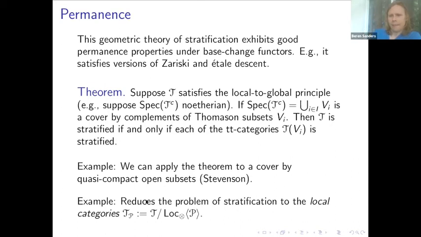And this is more subtle than it might seem because, for example, the local to global principle is not something that can be checked each prime at a time. But combined with our previous theorem that gives us the local to global principle in a lot of generality, that allows us to reduce the problem of stratification to the local categories at each point. So to work a prime at a time. And this is a very useful aspect of our theory.